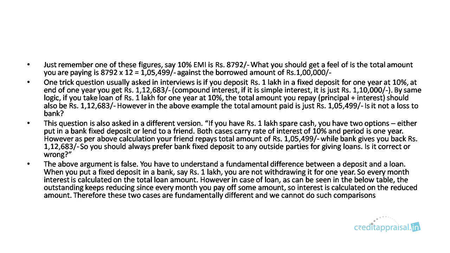See, this argument is not correct. You have to understand a fundamental difference between a deposit and a loan. When you put a fixed deposit in a bank, say 1 lakh, you are not withdrawing it for 1 year. So every month interest is calculated on the total amount. However, in the case of a loan, as you can see in this table, the outstanding loan keeps decreasing since every month you are paying off some amount. So interest is calculated on the reduced amount. Therefore, these two cases are fundamentally different and we cannot make such comparisons.